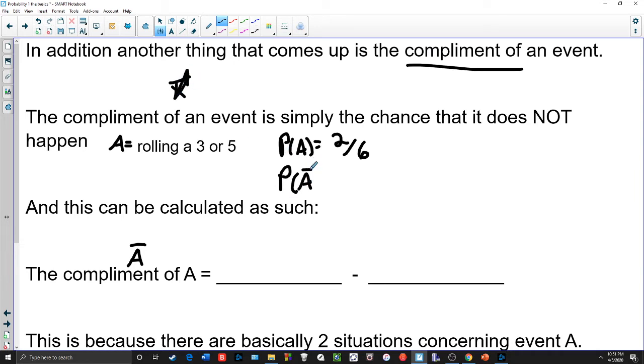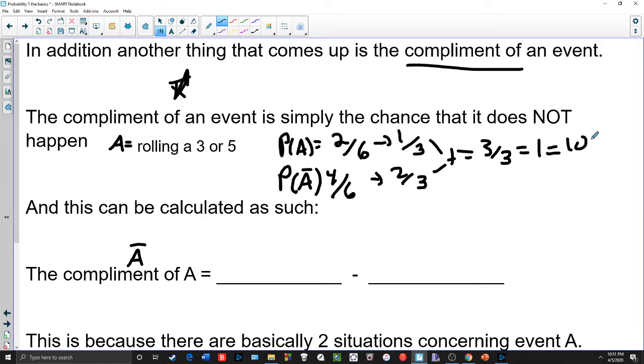So usually if something's capital, it's kind of changing stuff around a little bit. So A bar represents the complement of A, which if there's a 2 out of 6 chance of getting a 3 or 5, that means there's a 4 out of 6 chance of not getting a 3 or a 5. So this would be 1 out of 3. This would be 2 out of 3. Again, that's what they mean by complement, because if I add these together, I should get 3 out of 3, which is 1, or 100%.